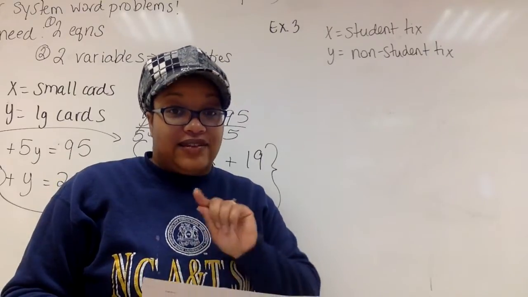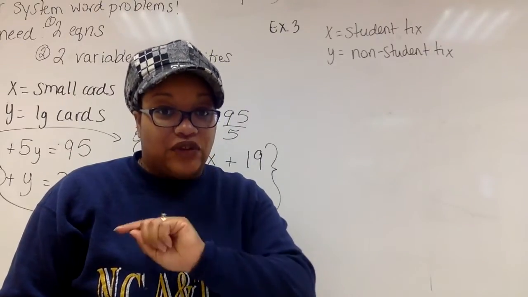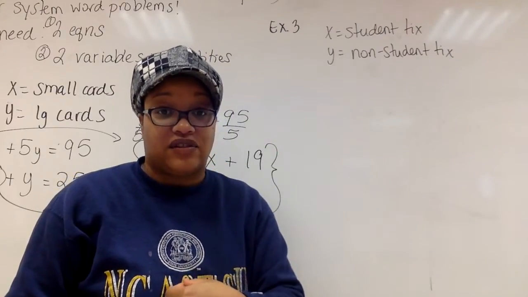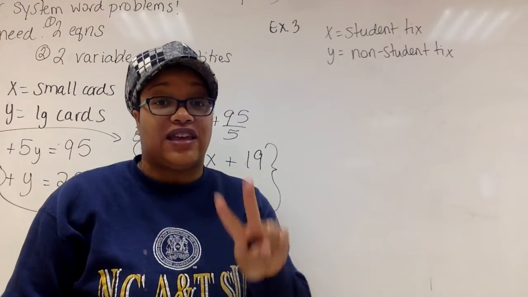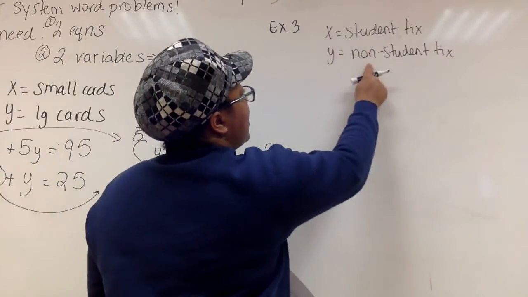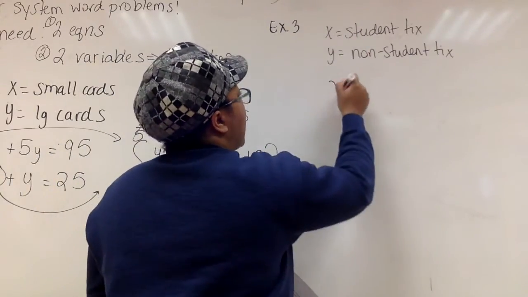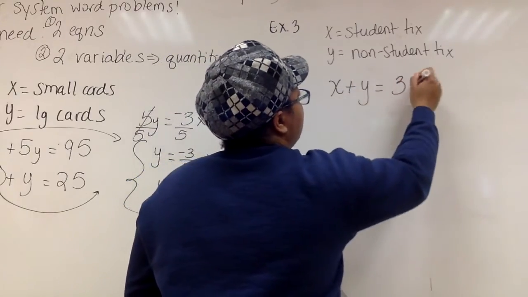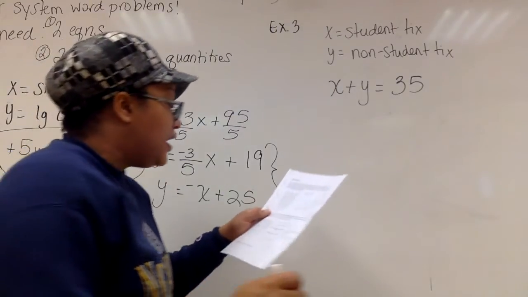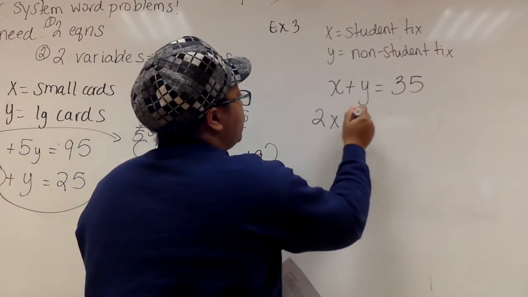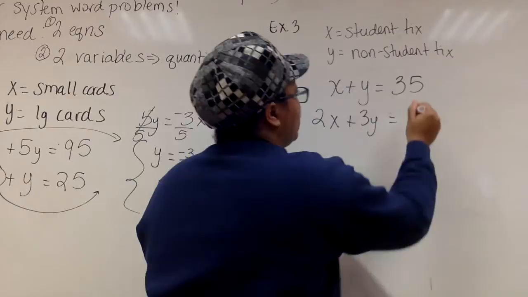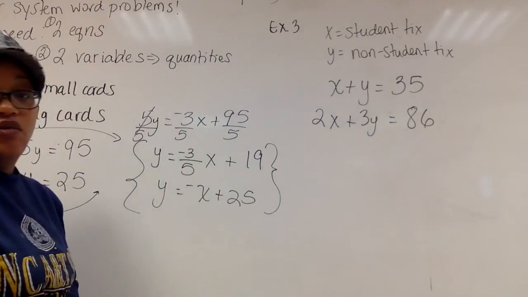Notice the second sentence. That's the money sentence right there. That tells us what we've got. They sold 35 tickets and made $86. If they sold a total of 35 tickets, there's only two types of tickets. So the student and the non-student total, they sold 35. So I would represent that information just like that. And then for the money, this is your money equation. If the student tickets were $2 each, non-student were $3 each, and they made $86 total, there you go.